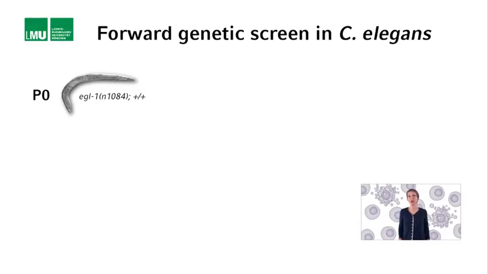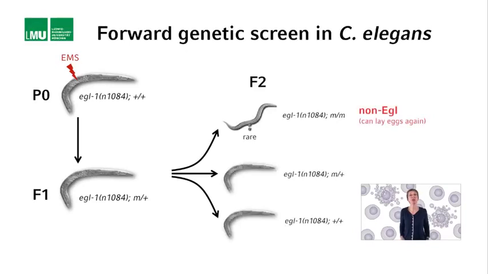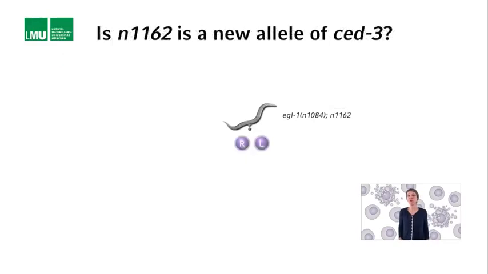AGA1 and 1084 animals were mutagenized, and their F2 progeny screened for non-egg-laying defective animals, basically animals that could lay eggs again. One non-AGL F2 animal was identified that was homozygous for a recessive mutation, which was named N1162. In AGA1 and 1084, N1162 homozygous animals, the HSNs, as well as most of the 131 cells that normally die, survive.